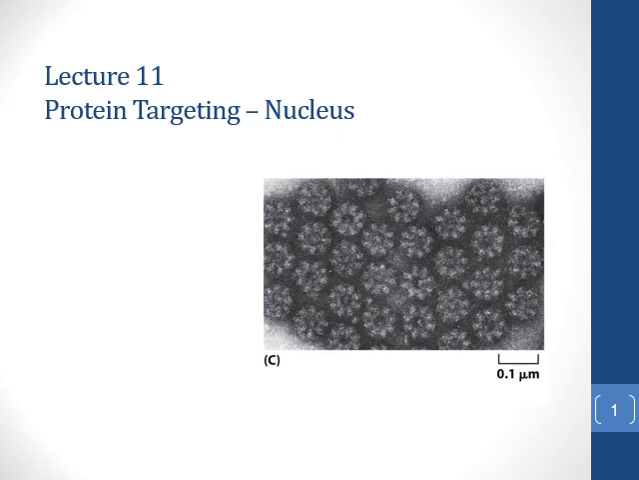Now, we're going to start out by talking about targeting to the nucleus, and we're going to do that because we just spent some time talking about a bunch of things that happen in the nucleus. But before we actually talk about protein targeting specifically to the nucleus, in this lecture I've got a few slides that deal with protein targeting in general. So we'll look at an overview of protein targeting, and then we'll go back and see specifically how proteins are targeted to the nucleus.